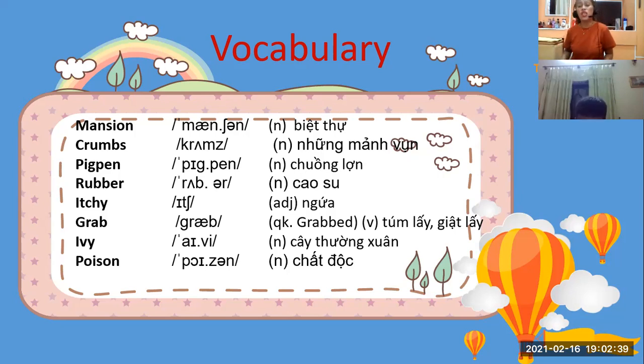Another is itchy. Do you know what itchy is? Grab. Do you know what grab is? Grab is, I will get it. I grab it. Grab is get. Another, Ivy. Do you know what Ivy is? It's poison ivy.